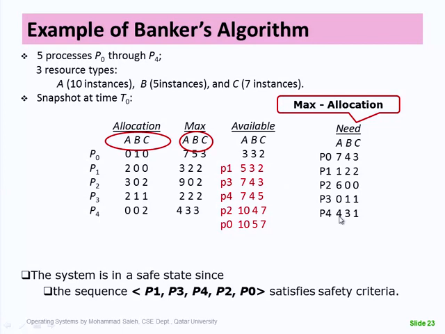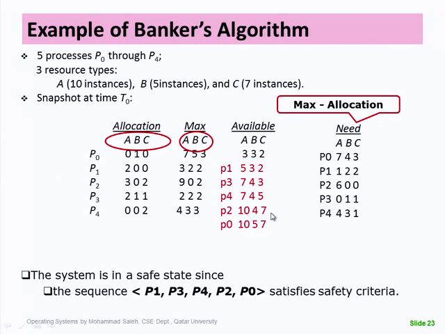Now I'll try to execute P4. P4 needs 4, 3, 1, and I already have more than that, which means I can execute it and it will finish. By that, I claim the resources that it used to have, which are 2 resources of type C, and I add them here, so I have 5. So now I have already executed P1, P3, P4, and I have 7 resources of A, 4 resources of B, and 5 resources of C, right? Which means I can execute P0, and I can execute P2 as well.